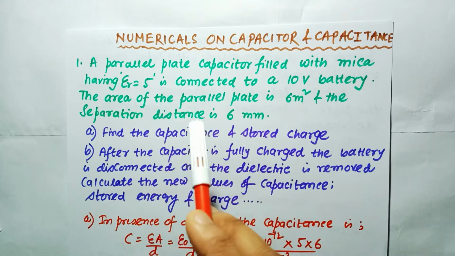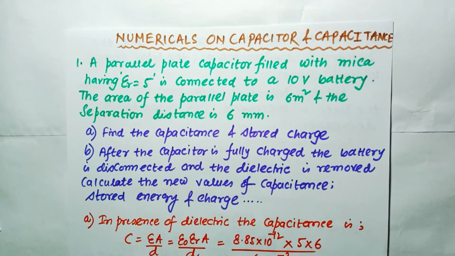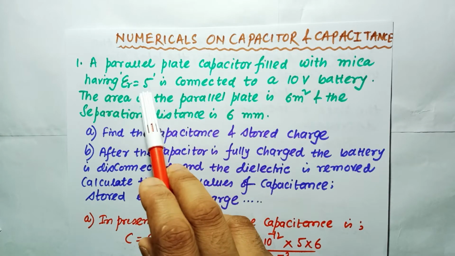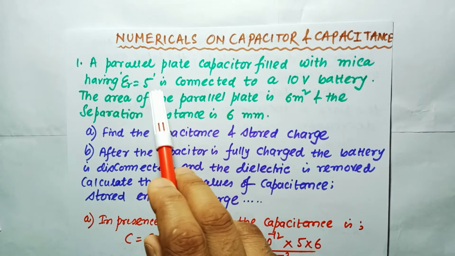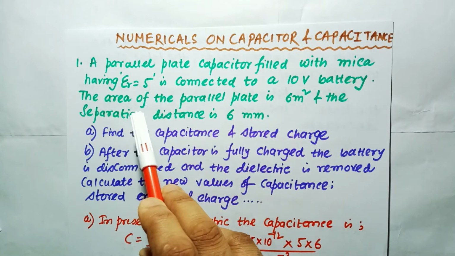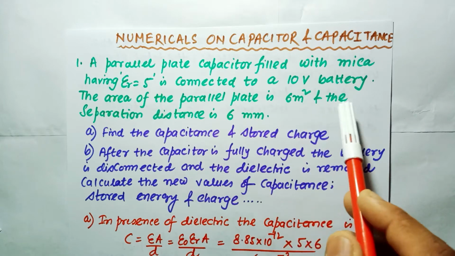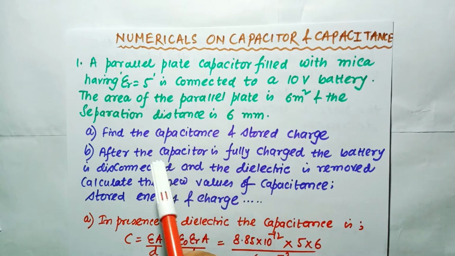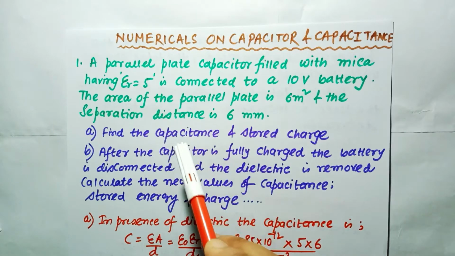This is our first problem, and the problem is stated like this: a parallel plate capacitor filled with mica, having the dielectric constant, or epsilon r, the relative permittivity value of 5, is connected to a 10-volt battery. The area of the parallel plate is 6 meter square and the separation distance between the plates is 6 millimeter.